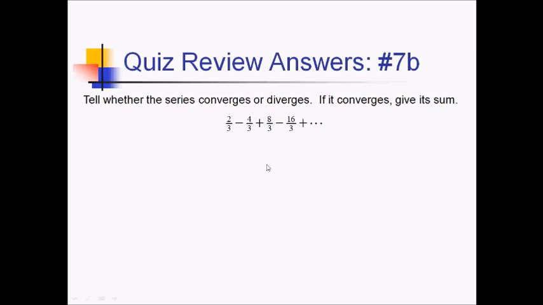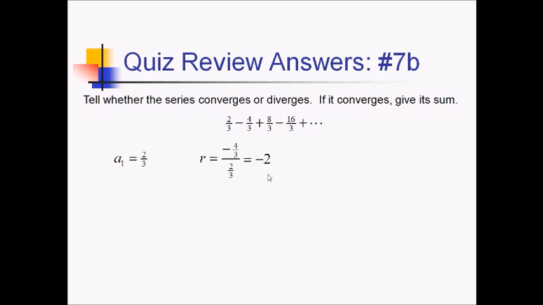For this problem, we're trying to figure out convergence and the sum, if possible, of this series. So first, let's look at the A1 value in case we do need the sum. That's just going to be the first term, 2/3. Now for the R value, we take a term and divide it by the term before it to get the common ratio. So negative 4/3 over 2/3. And these denominators of 3 are going to cancel. You're just going to end up with negative 4 over 2, which is just negative 2.